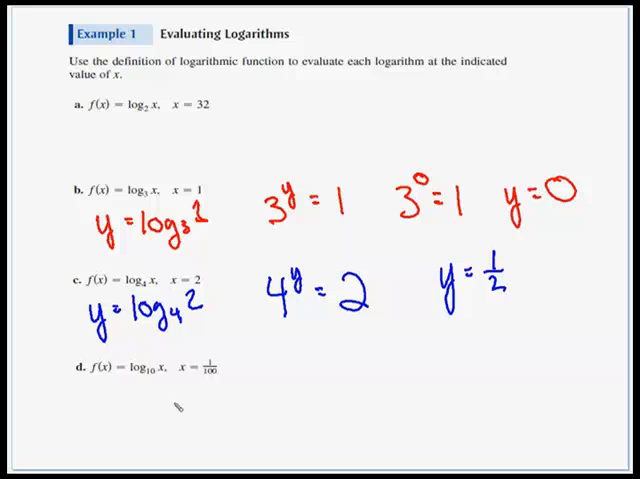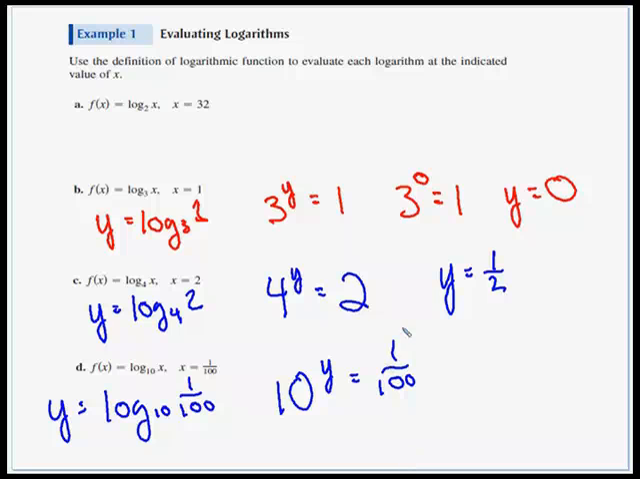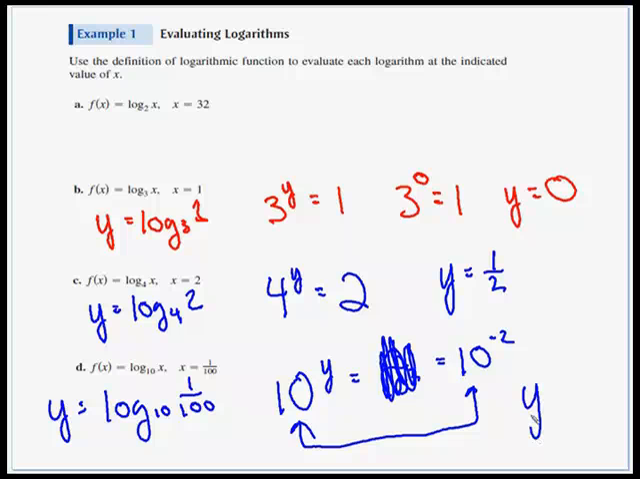And in letter D, now we have a small fraction. Log base 10 of 1/100th is equal to y. So our base is 10. Base 10 raised to some exponent y is equal to 1/100th. Well, let's just concentrate on that 1/100th. 1/100th is 1 over 10 squared. Now I have the same base, but it's stuck in the denominator. So let's bring that 10 squared up and make it 10 to the negative 2. So now our bases match up. They're both base 10, so we can set the exponents equal. Y equals negative 2.